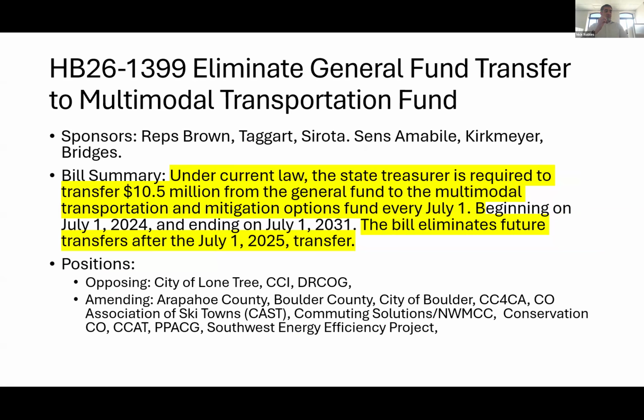1399 just passed out of Senate second hearing, and it was amended. Currently there's $10.5 million every year that goes to multimodal transportation. This bill eliminates that transfer forever. So the amendment today was able to at least have the Joint Budget Committee look at it every year to ensure that if there is funding, that 10.5 million could go towards MMOF as opposed to just going to the general fund.